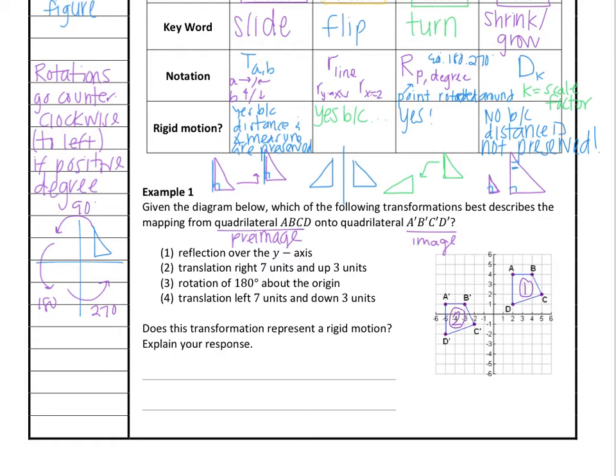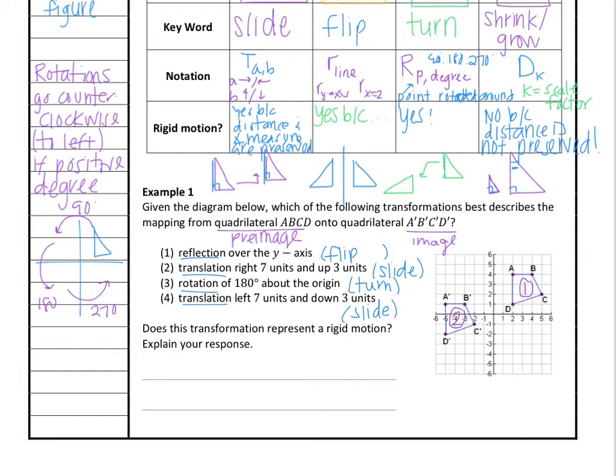So if you go through your options, the first one says a reflection. And I love writing the keywords off to the side. So reflection, remember, keyword is flip. The second one is a translation. Translate means slide. Third, rotation. That was a turn. And fourth, slide again. Because again, it's a translation.